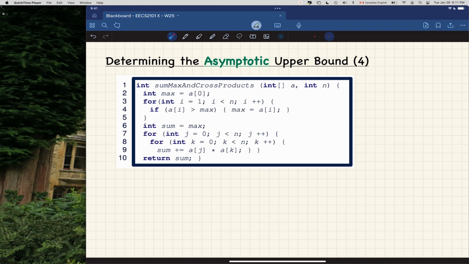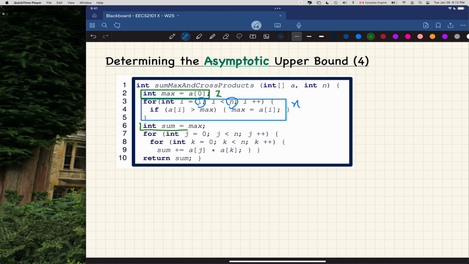N squared? Okay, good guess. Let's now take a look very quickly. Line number 2 is just 1, a constant operation. And if you look at the first for loop, that one looks linear because the loop counter I will just go from 1 all the way until maybe n minus 1, still n.